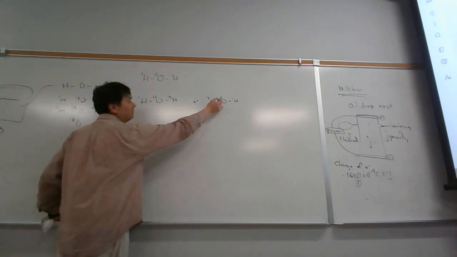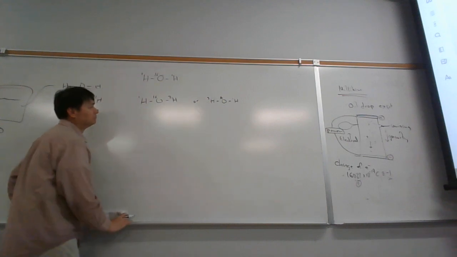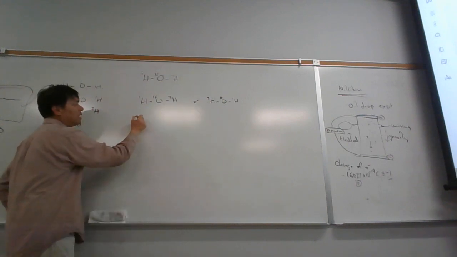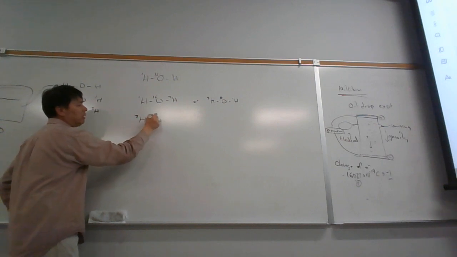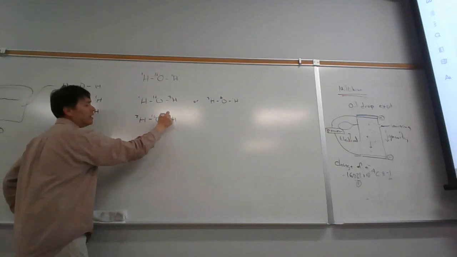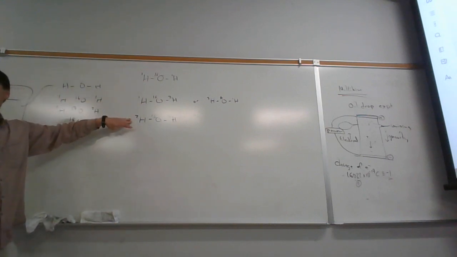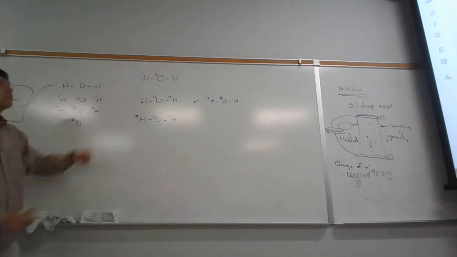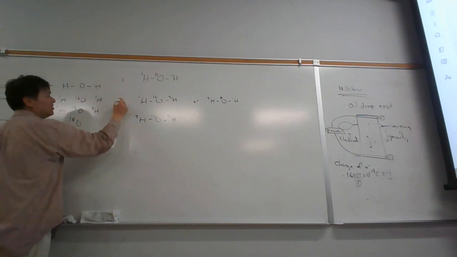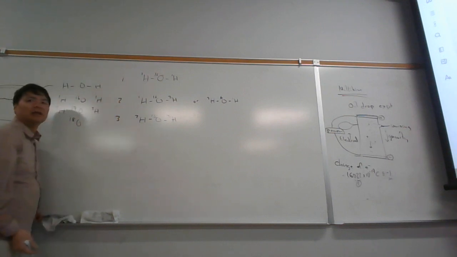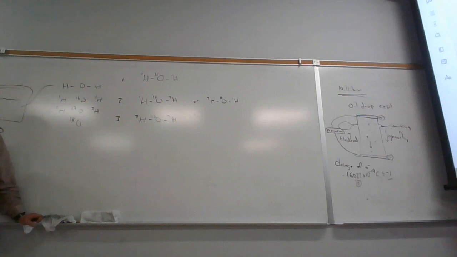Okay, what else do we have? We could have a hydrogen 2, oxygen 16, and a hydrogen 2. And so that's 1, 2, 3. This is 3 molecules. 1, 2, 3. Okay, then what?